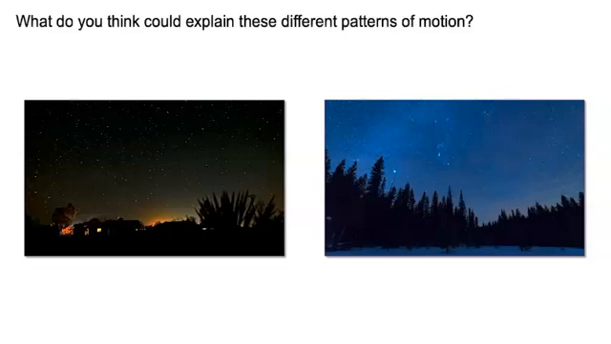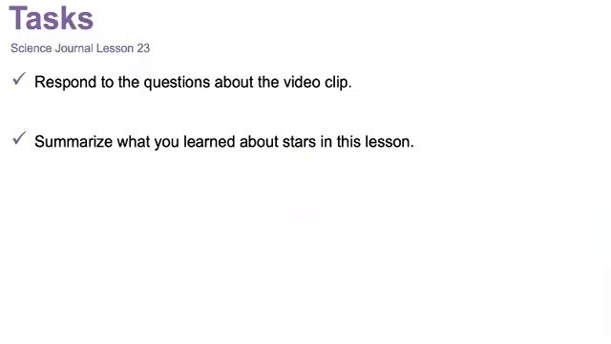What do you think could explain these different patterns of motion? Maybe the video clips were taken from different locations on Earth. Or maybe the camera was pointed toward different parts of the sky. We have more exploring to do. In our next lesson, we'll keep investigating the apparent motion of stars. Let's review your tasks for today. First, answer the questions about the video clip. Second, summarize what you learned about stars in this lesson.